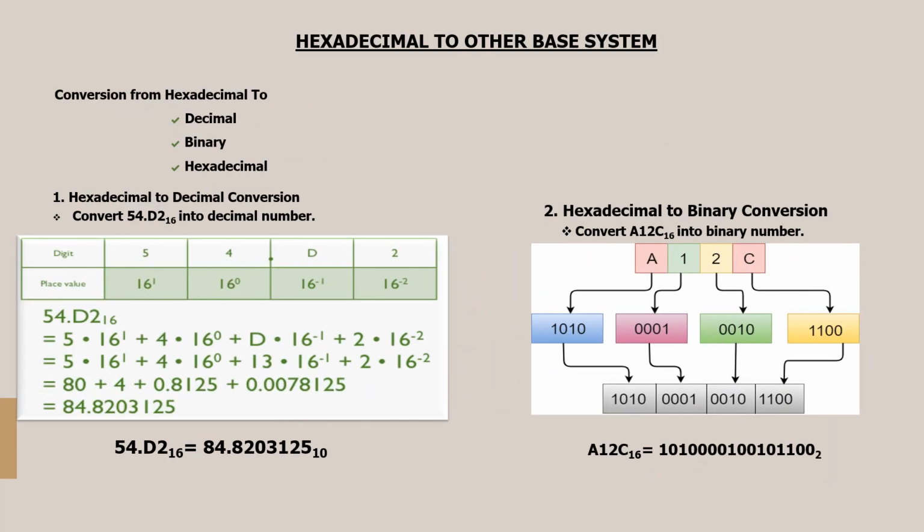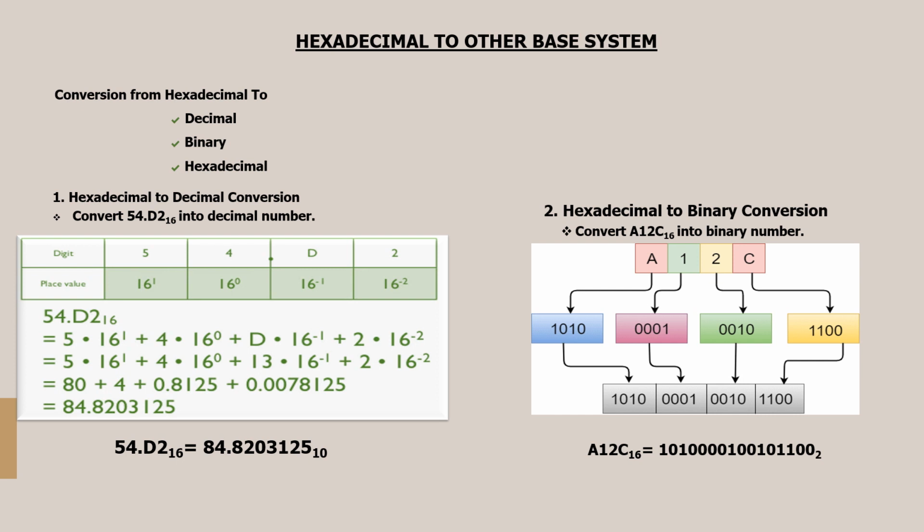Then the next one is hexadecimal to other base systems. So hexadecimal to decimal: multiply with 16 power 0, 16 power 1, etc. for the whole part, and for the decimal part multiply with 16 power minus 1, 16 power minus 2, etc., and write down the answer.